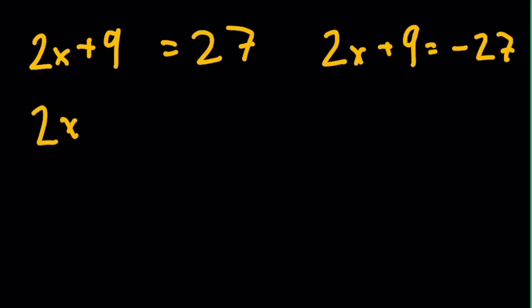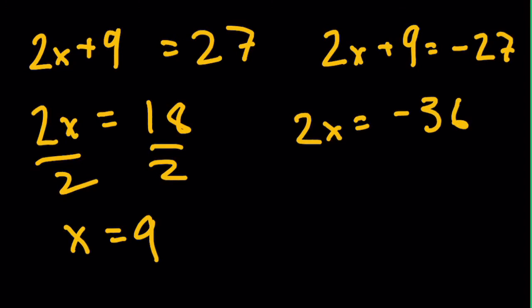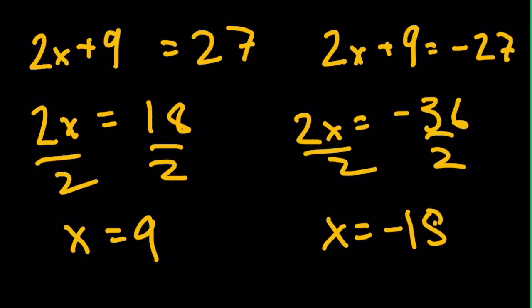So 2x is equal to 18, divided by 2, x equals 9, or 2x is equal to negative 36, divided by 2, x is equal to negative 18. So x could be equal to 9 or equal to negative 18. And this is due to the absolute value terms not taking into account whether a term is positive or negative, rather the distance from the term.